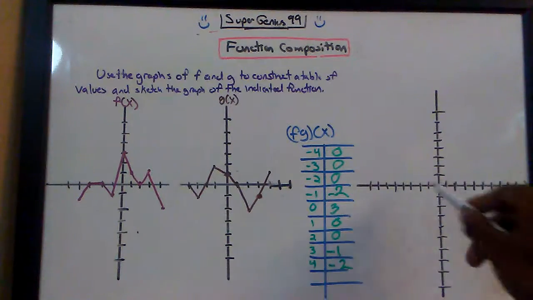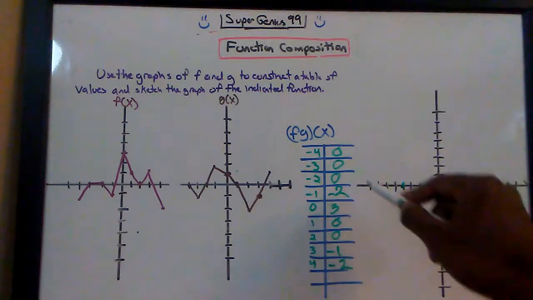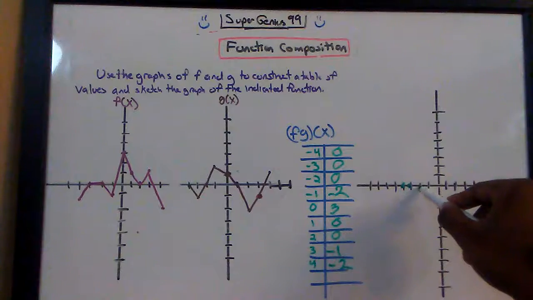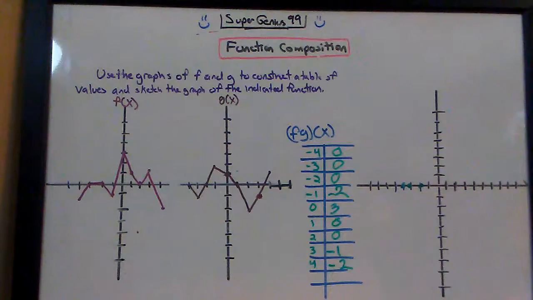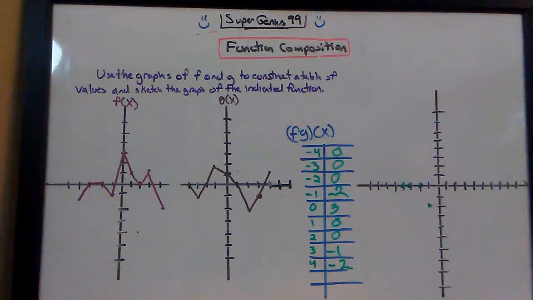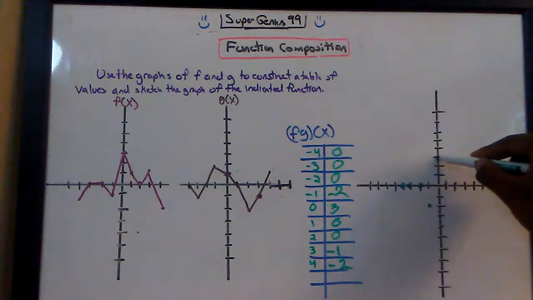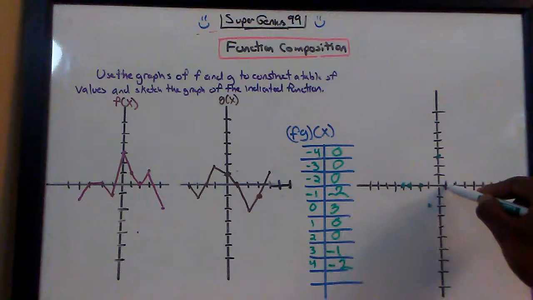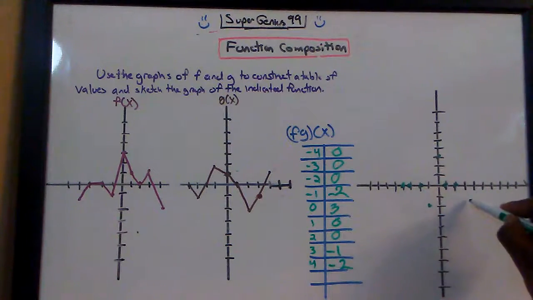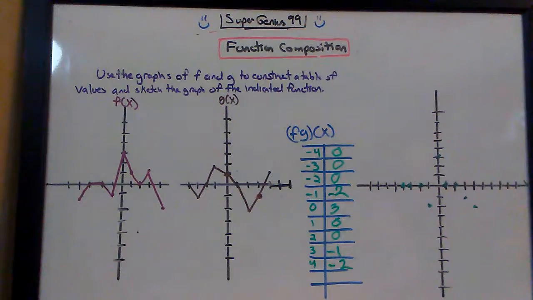Negative 4, 0. Negative 3, 0. Negative 2, 0. Negative 1, negative 2. 0, 3. 1, 0. 2, 0. 3, negative 1. 4, negative 2. Okay. Connect the dots.